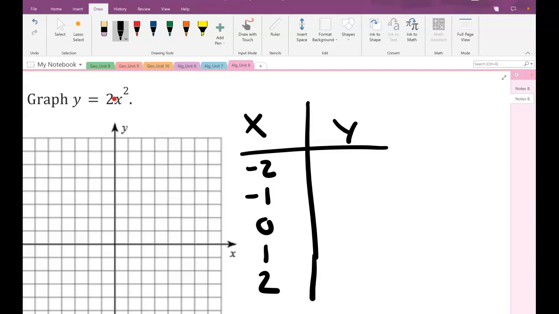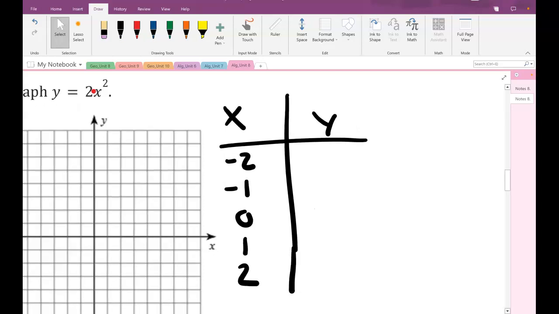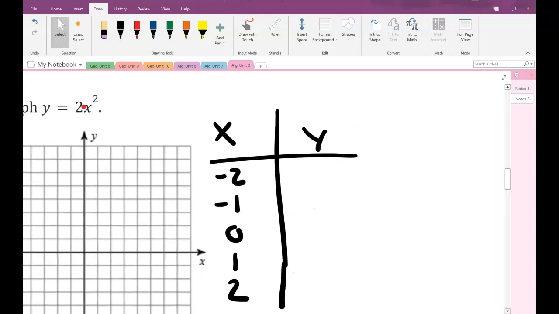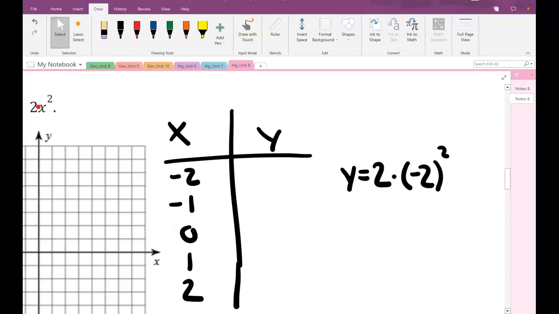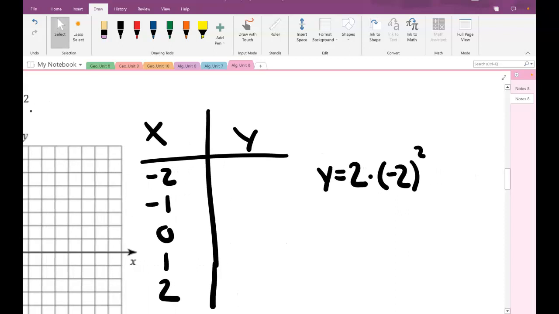And then when we're plugging in all of our inputs, so we plug in -2, y is equal to 2 times (-2) squared. Notice that I'm doing two things. Whenever I'm plugging in a number, I'm putting parentheses around it. That's important, especially when you're using a calculator. If you try to square a negative and you don't have parentheses around it, you're going to get the incorrect number.